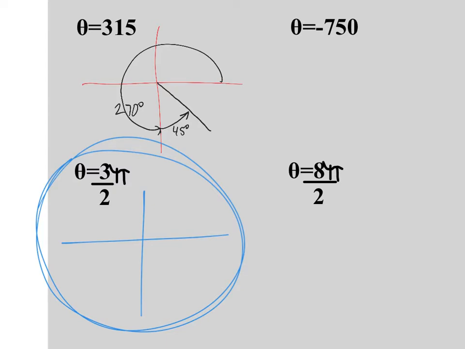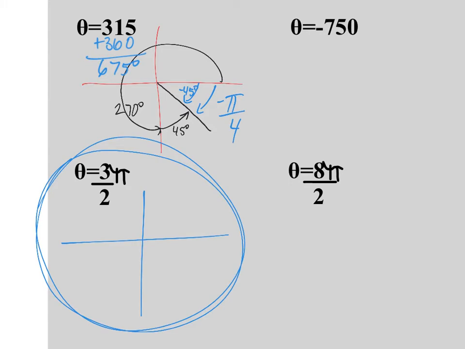I would call this negative pi over 4. I could also call that negative 45. I could also take the 315 and add 360 to it. You can always do that if you want to generate another angle that's coterminal. Just go around a whole circle again, and you'll be back to where you started, and then you'll end in the same place. So that would be 675 degrees.